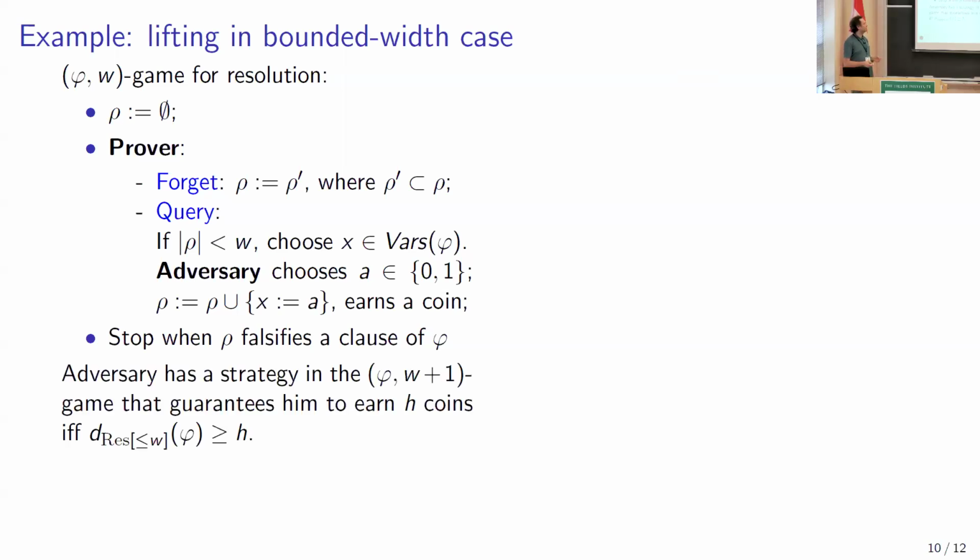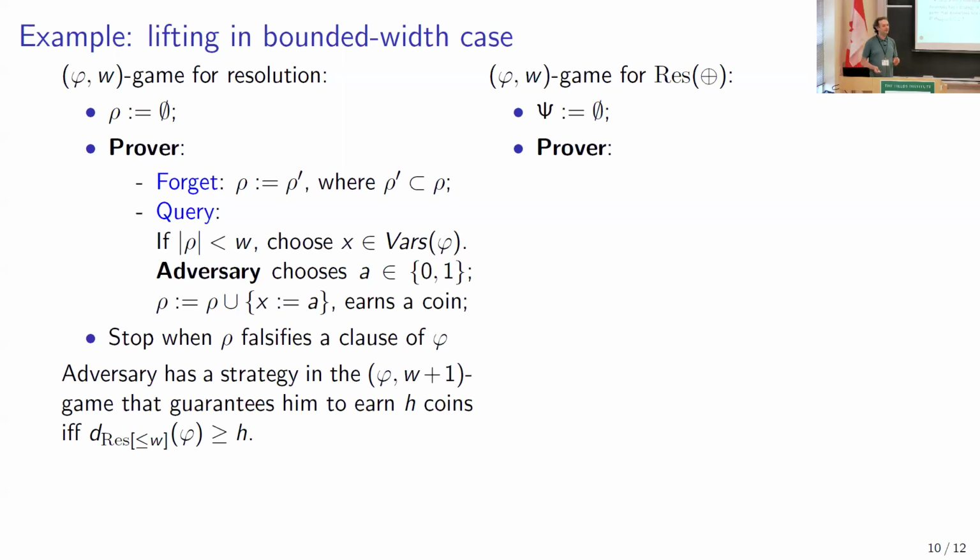And it's well known that the adversary has a strategy in the phi, W+1 game that guarantees him to earn at least H coins if and only if the depth of resolution refutation of width at most W is at least H. The same game we can define for resolution of the parity.